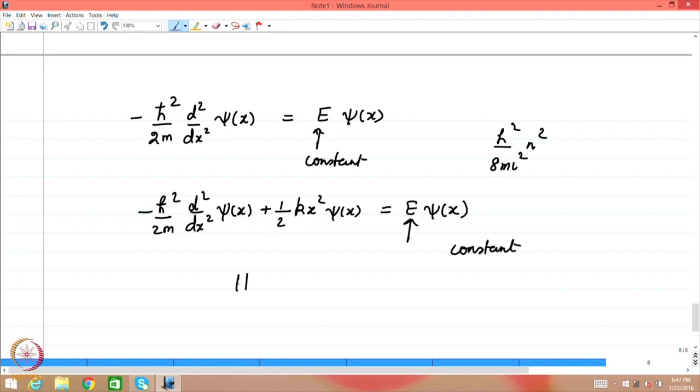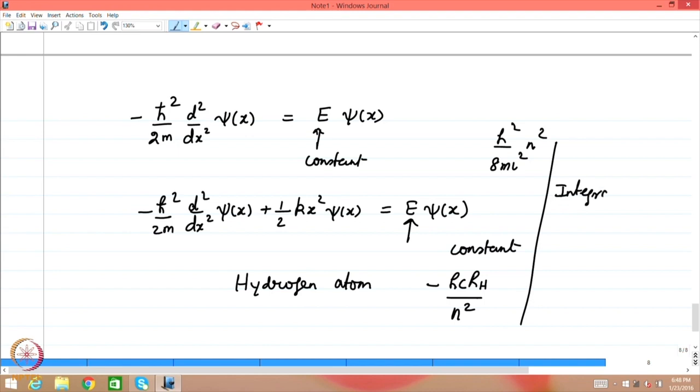And so for the hydrogen atom, the energy is simply minus hcR by n square. There is no x dependence or r dependence or theta dependence or phi dependence in it. Okay? Simply a function of n square. What you did was essentially you integrated over the coordinates with respect to which you have written the derivatives, integrated with respect to x. And therefore, the energy is independent of x.